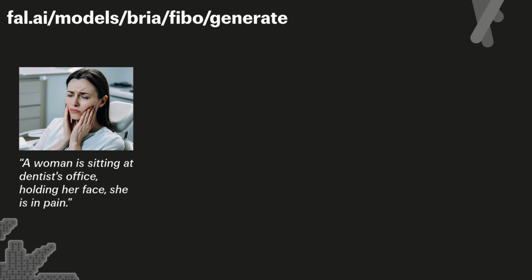So now we'll go through a different use case of Fibo, which is editing a scene while keeping it consistent. Because Halloween is right around the corner, let's do a fitting example. So for the initial prompt, I said, a woman is sitting at the dentist's office holding her face, she is in pain. And here's the image we got.